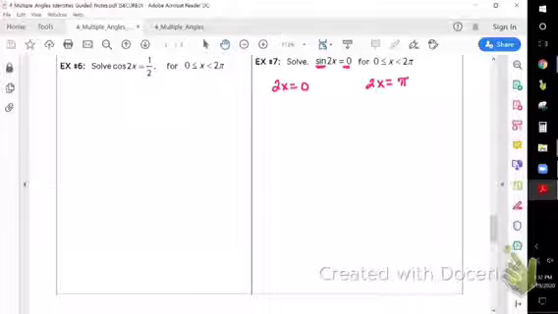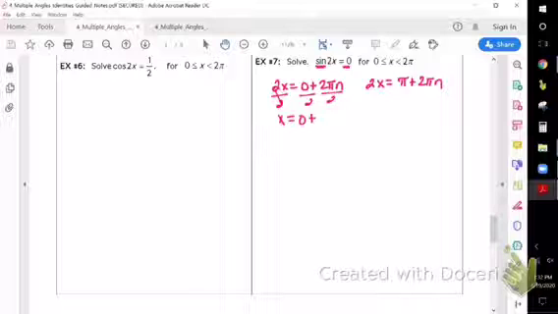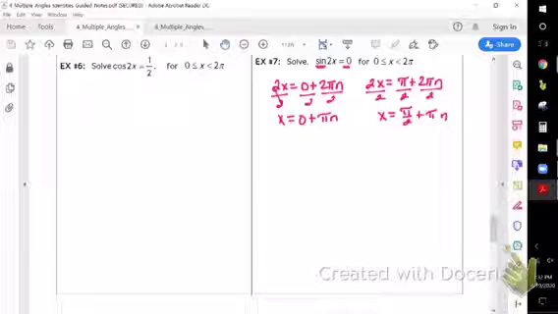So 0, and then our 2x is equal to pi. Now, to make it generic, we're going to put plus. Sine has a period of 2 pi, so we're going to put plus 2 pi n. And then we're going to solve for x. We're going to divide everything here by 2. And so we get x is equal to 0 plus pi n. And we're going to divide everything here by 2, which means x is equal to pi over 2 plus pi n.